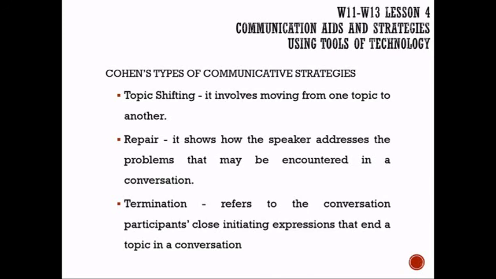Next is repair. It shows how the speaker addresses the problems that may be encountered in a conversation. Repair is used if there is already a misunderstanding. For example, one of the members did not understand you correctly. You have the responsibility to rephrase, state it again, explain it in more detail, right? Or another person might clarify it for you. So clarifications and confirmations are in the repair part. Correct me if I'm wrong, but I understood it this way. And then if that's not what you're saying, you can, of course, say your piece again.